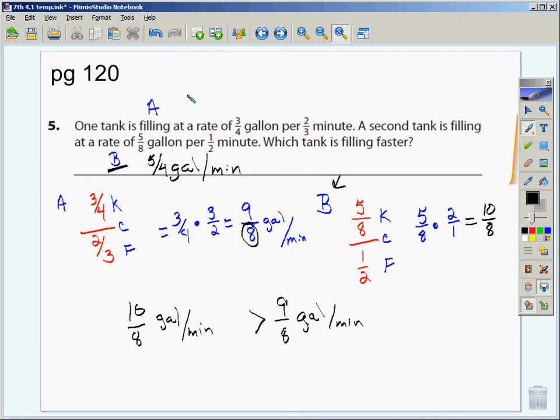Above where it says filling, do you have to put that? No. I just wanted to make sure that you could see that I was talking about which one was A and which one was B. The first tank I called tank A and the second tank I called tank B. So do you have to put B though? No.